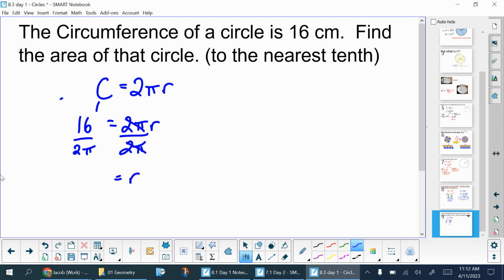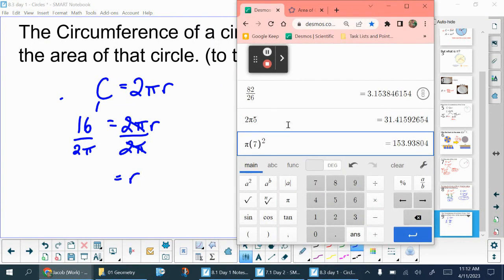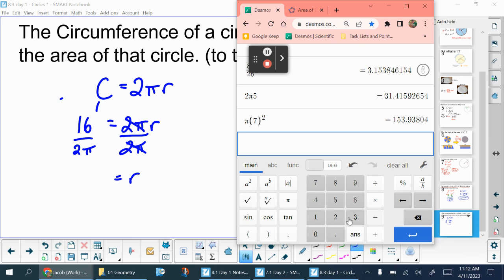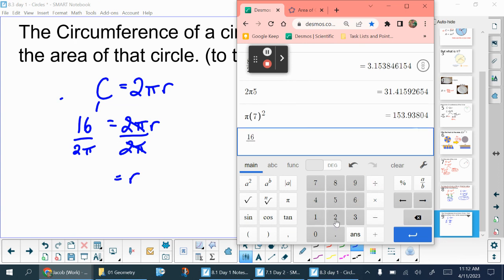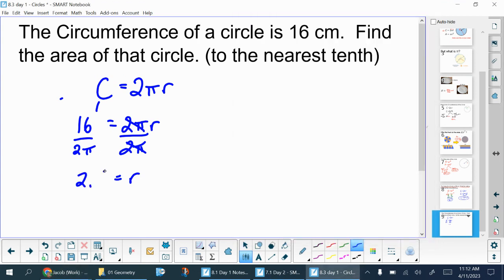R equals. Now, if I'm going to just do this to the nearest tenth, I'm not going to leave the pi in it at this step just to take it back out later. So this would be a good place to just say, okay, well, I've got 16 divided by 2 pi, and it is 2.54. I'm going to leave that value stored. I'll write it down as 2.5 centimeters right now and circle it. But when I go back to find the area, I'm not going to use 2.5. I'm going to use the stored value. So then I go over here.